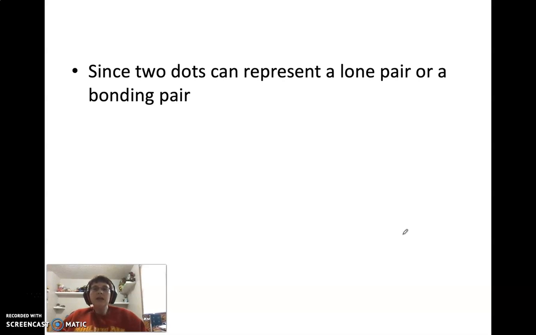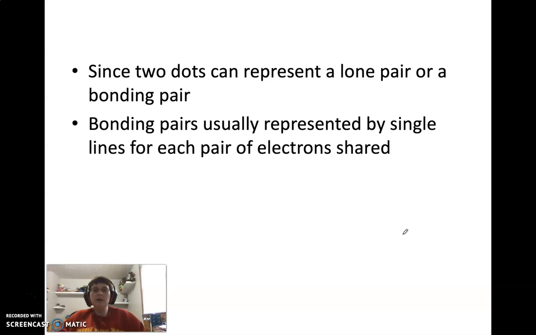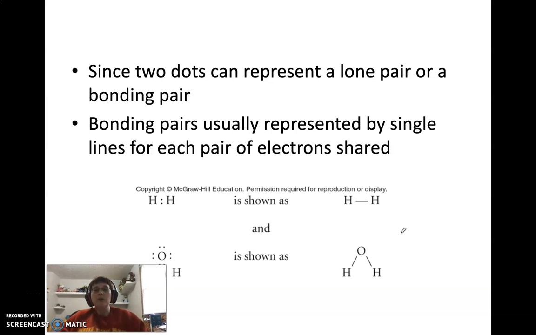The thing is that those 2 dots in between, or any 2 dots on an element, can represent either a lone pair or a bonding pair. We usually won't draw them as dot diagrams. We do that so we can practice and get the idea of how this is working. But what we usually end up doing is drawing bonding pairs as single lines for each pair of electrons shared. So you can see here what that would look like.